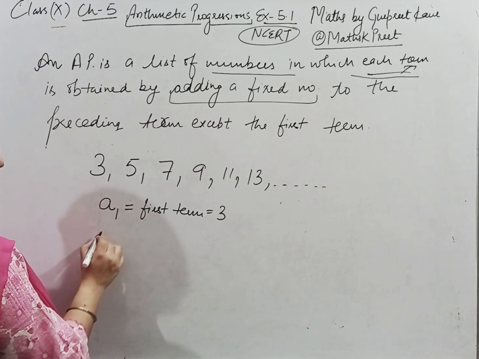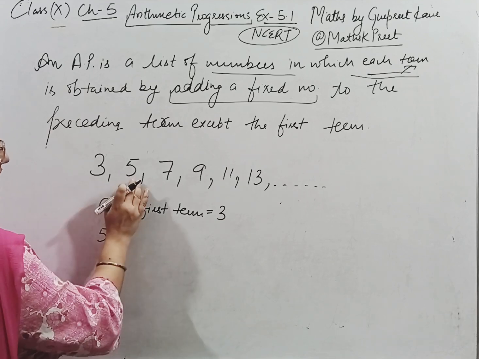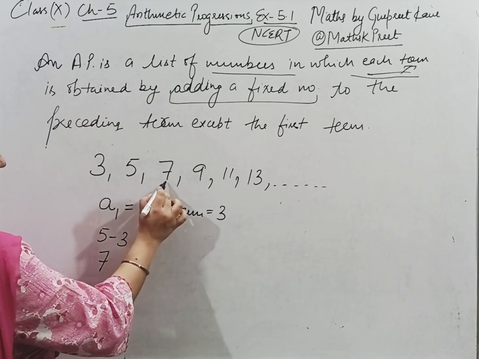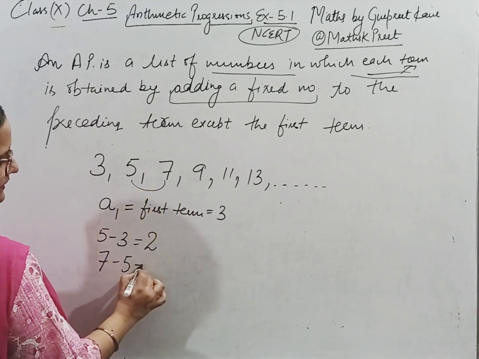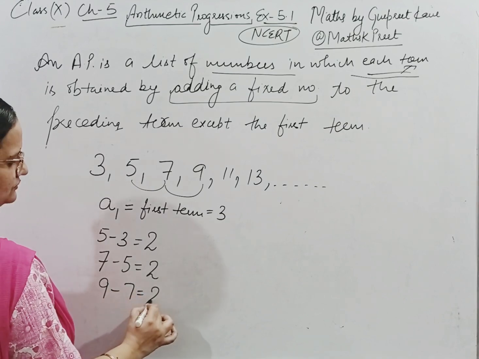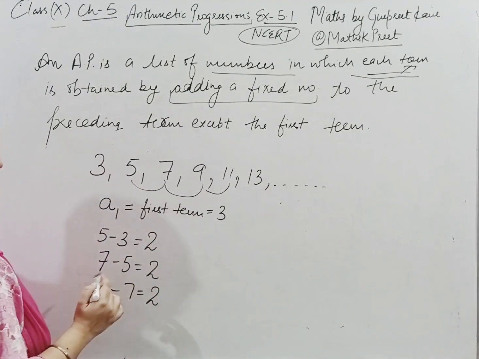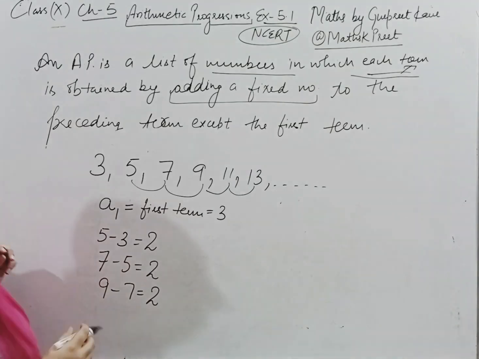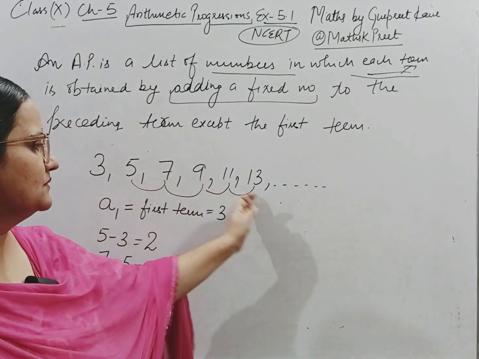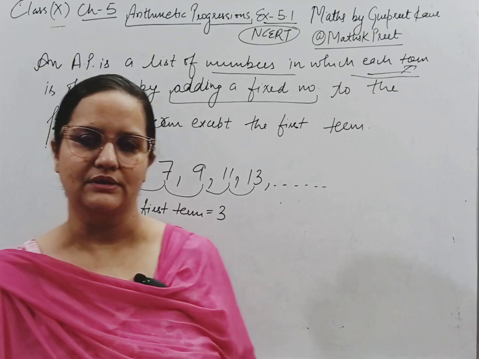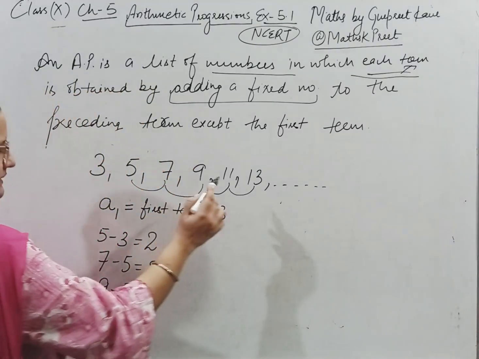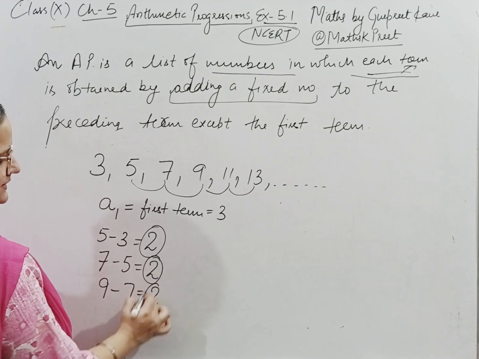First I'll check 5 minus 3: 5 minus the preceding term, the distance is 2. 7 minus 5, again I am getting 2. 9 minus 7, I am getting 2. 11 minus 9, I am getting 2. 13 minus 11, again 2. Till here we have written the terms, and the distance is 2. The next term will be 13 plus 2. So small d is 2 here.